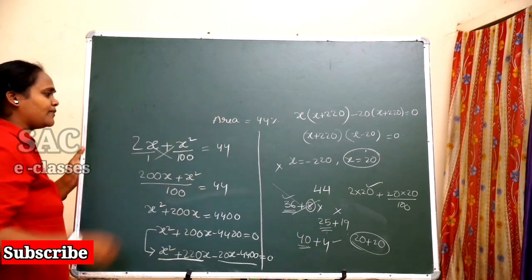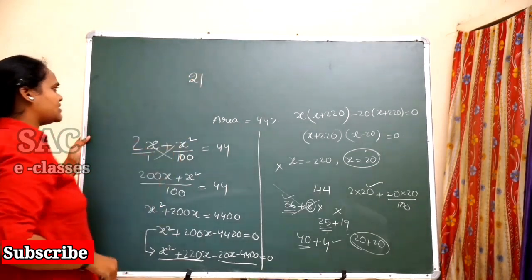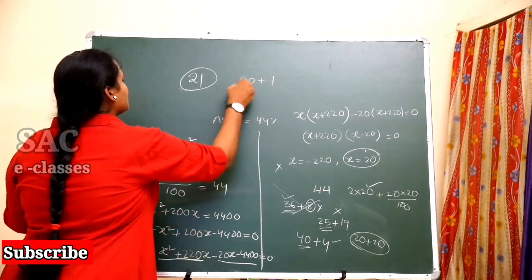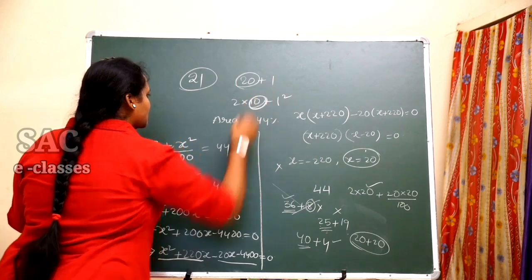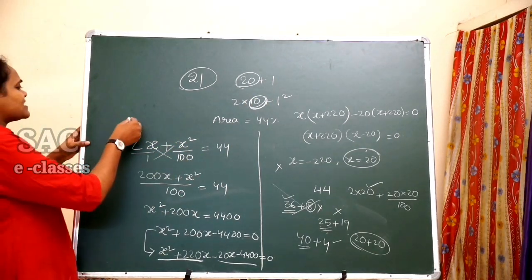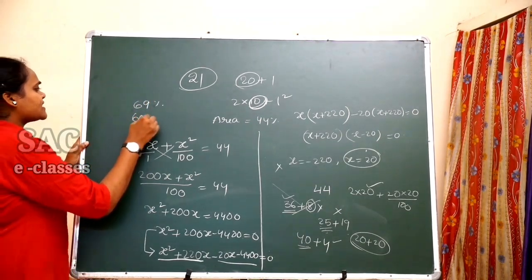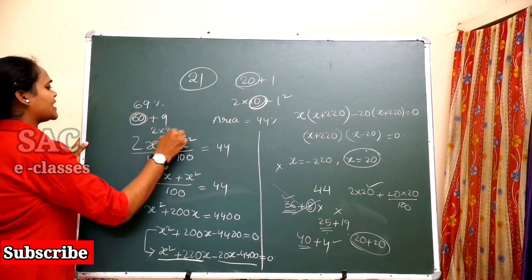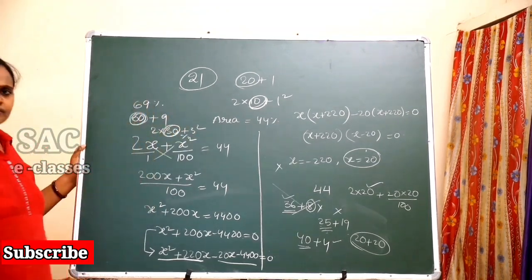Ma'am, it is 45, 44%, that's why you have done it. Maybe 21 is given. First of all, split this one as 20 plus 1. It is an even number, 2 into 10 plus 1 square you can add. So the change is 10%. Maybe like this is given, 69%. How will you write? 60 plus 9. 60 can be written as 2 into 30 plus 3 square. So the change is what? 30% change is there.